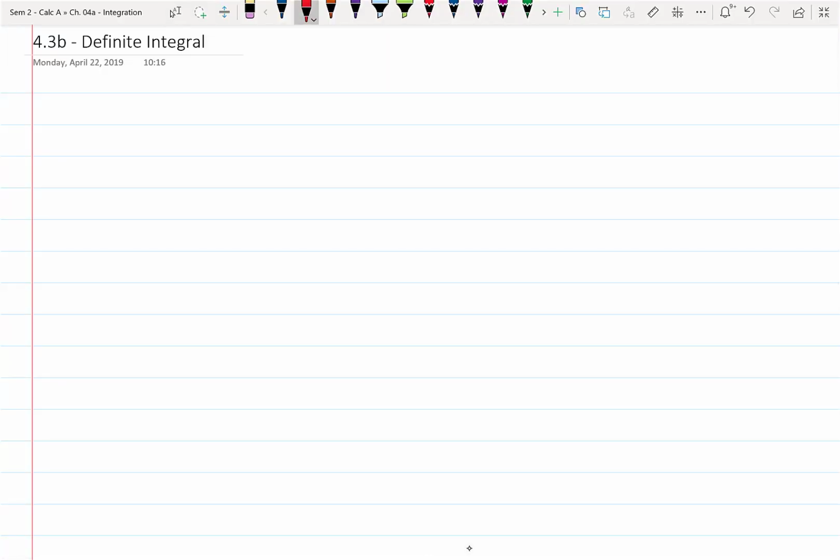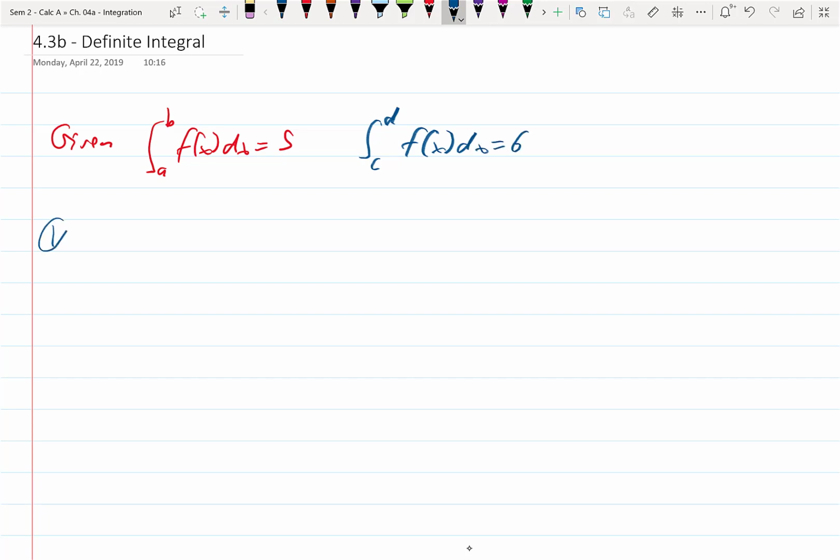This is a short lesson just covering some of the basics of integration. If I'm given that the integral from a to b of f of x dx is 5, and then I'm given that the integral from c to d of that same function f of x dx is 6, these are just some illustrations of some properties that we have.